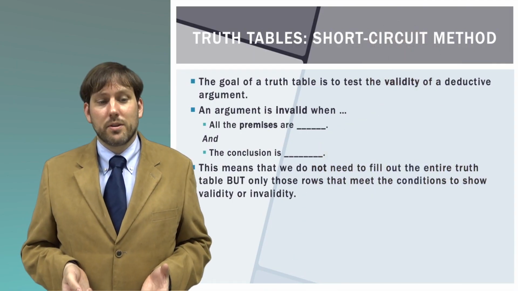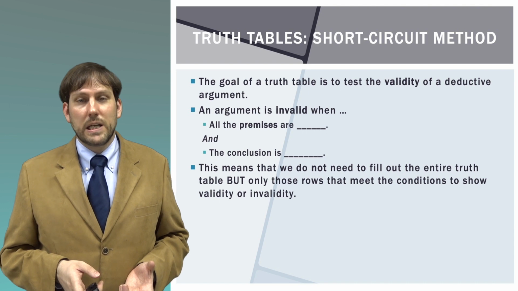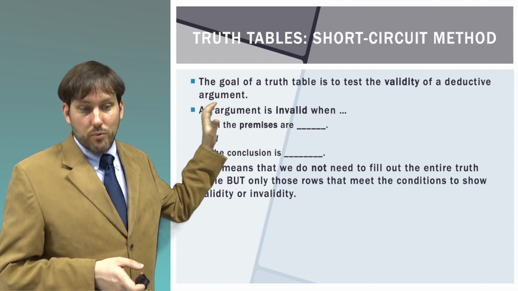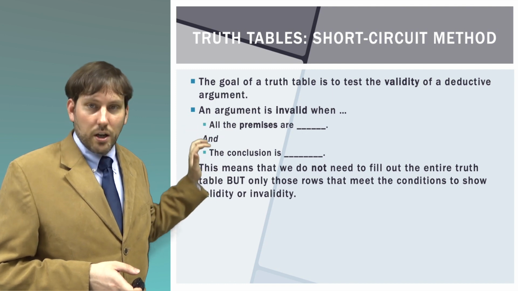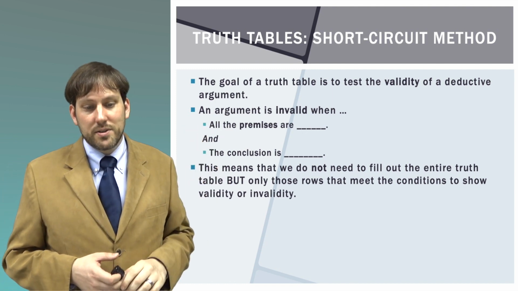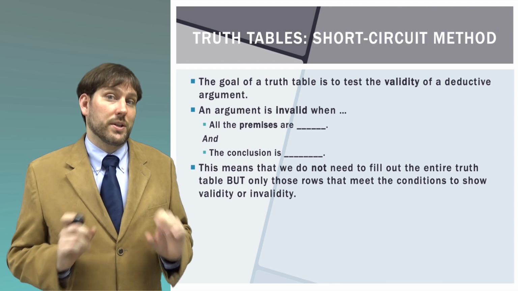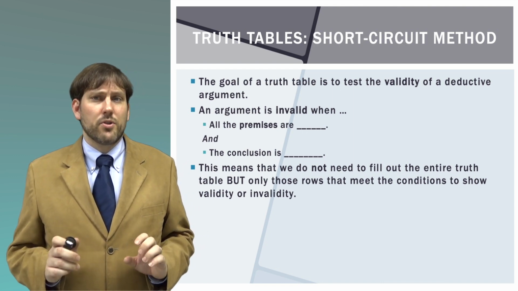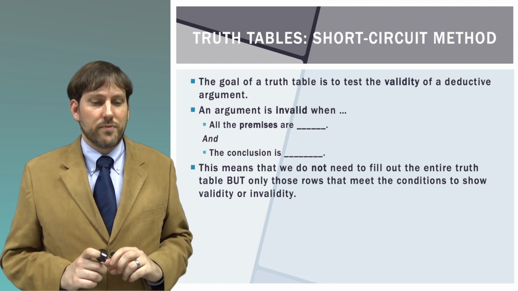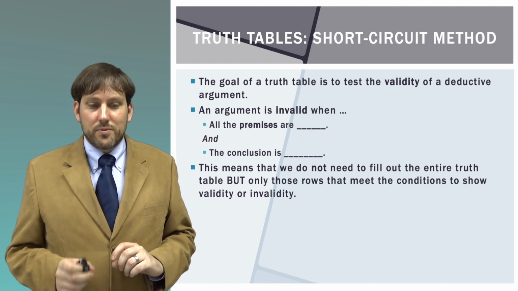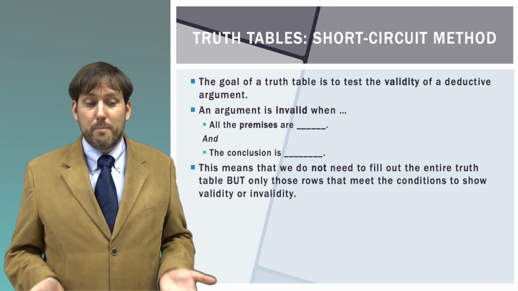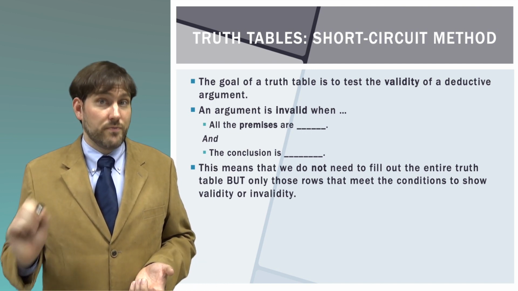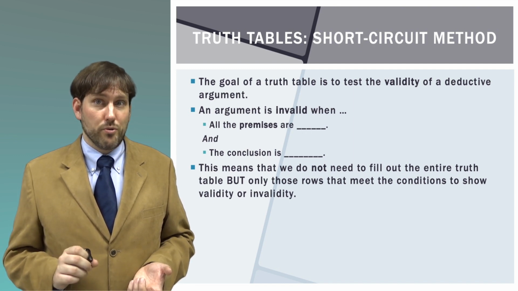Let's think about it this way. The goal of a truth table is to test the validity of a deductive argument. An argument is invalid when all the premises are true and the conclusion is false. This means that we can actually do something to save time. We don't need to fill out the entire table because we only care about those rows where the conclusion is false and all of the premises are true.